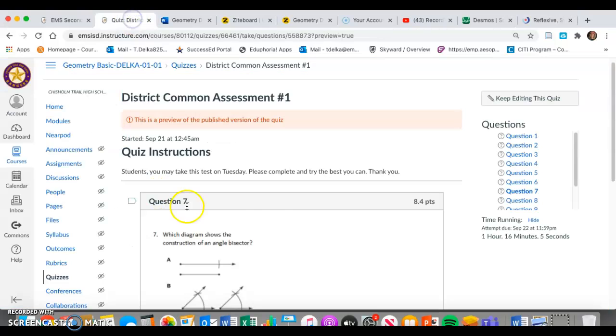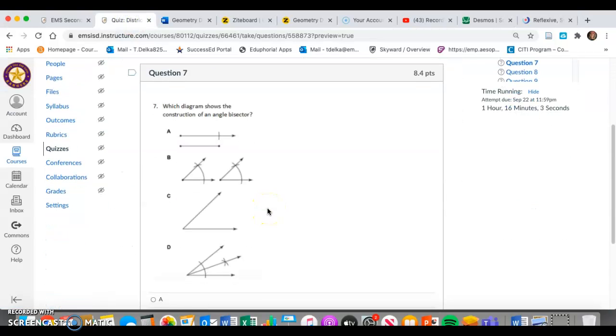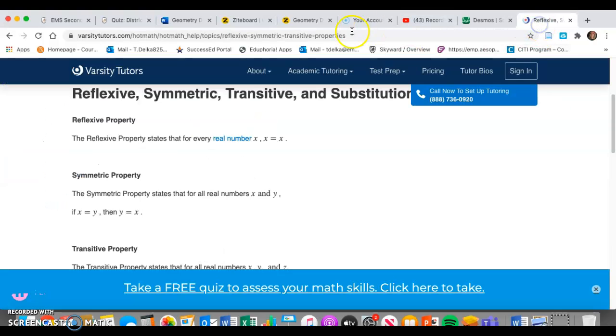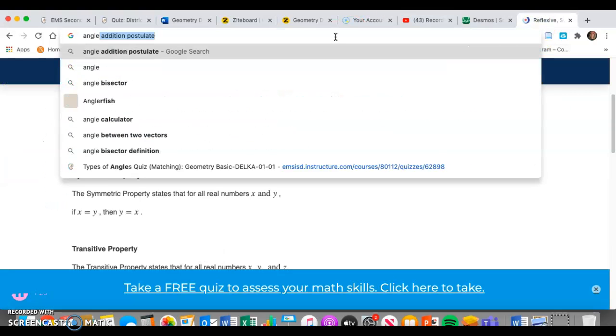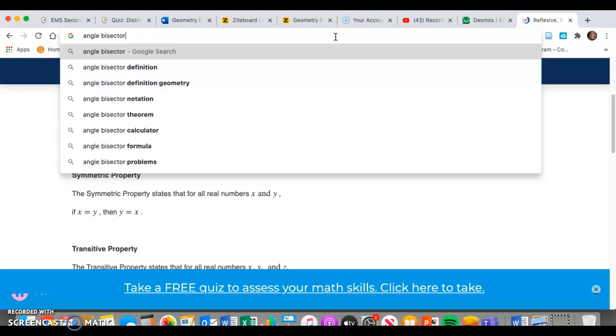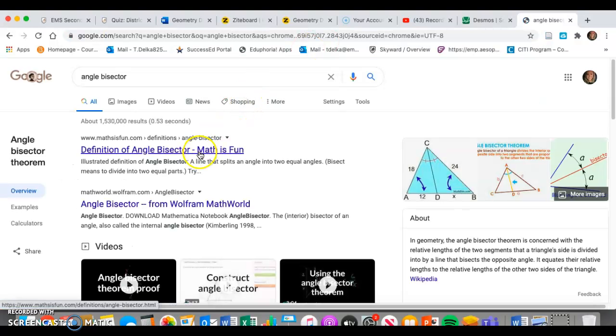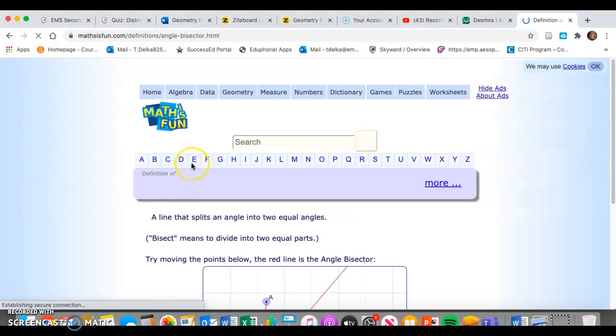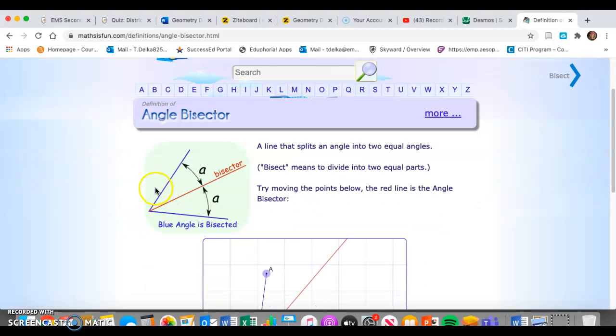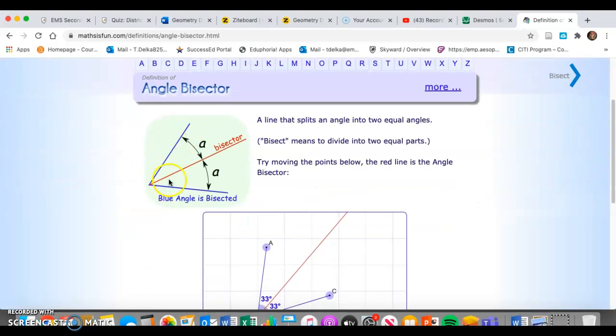So we're going to move on, though, to question 7, which says, which diagram shows the construction of an angle bisector? Okay, I need y'all to know what an angle bisector is because, again, we haven't reached that. We're not there yet, but we still have to take this test. So here we have the blue angle being bisected by the red bisector here.